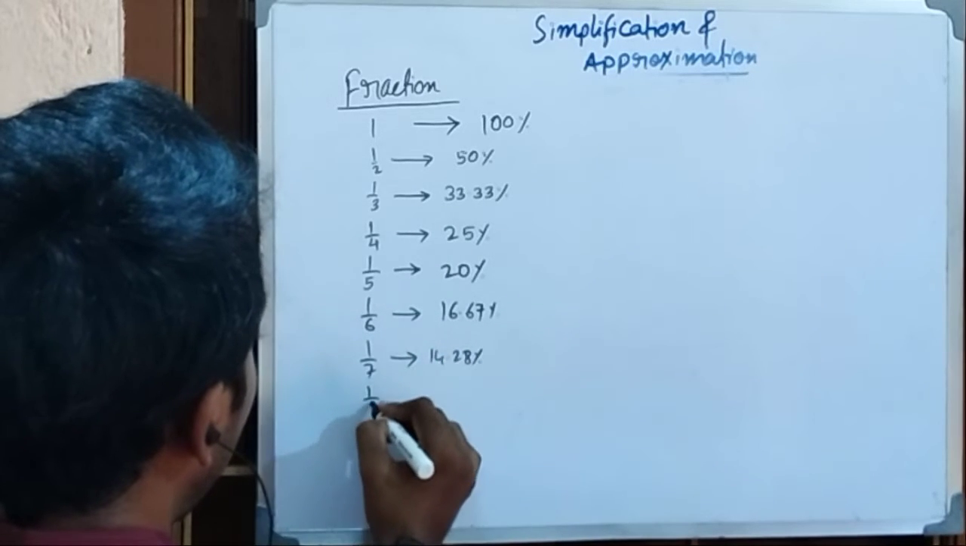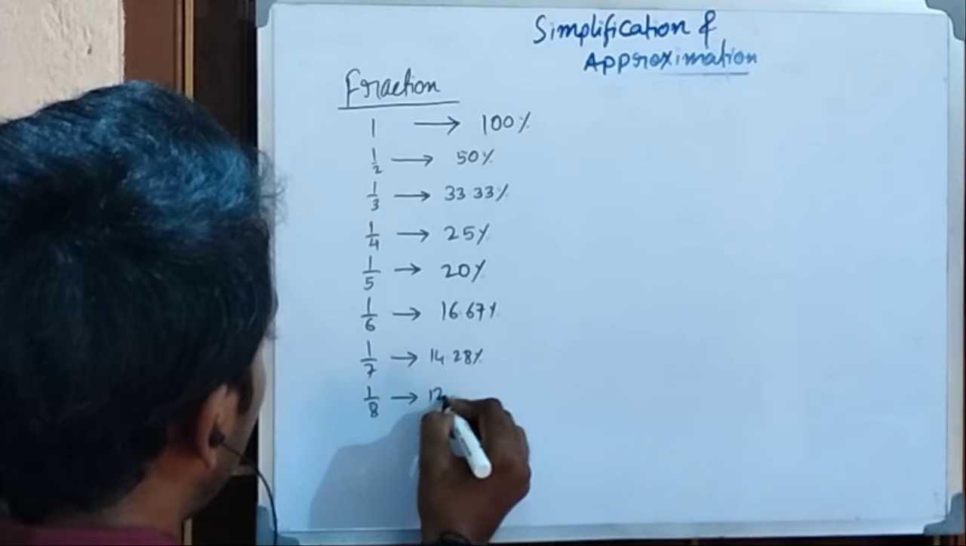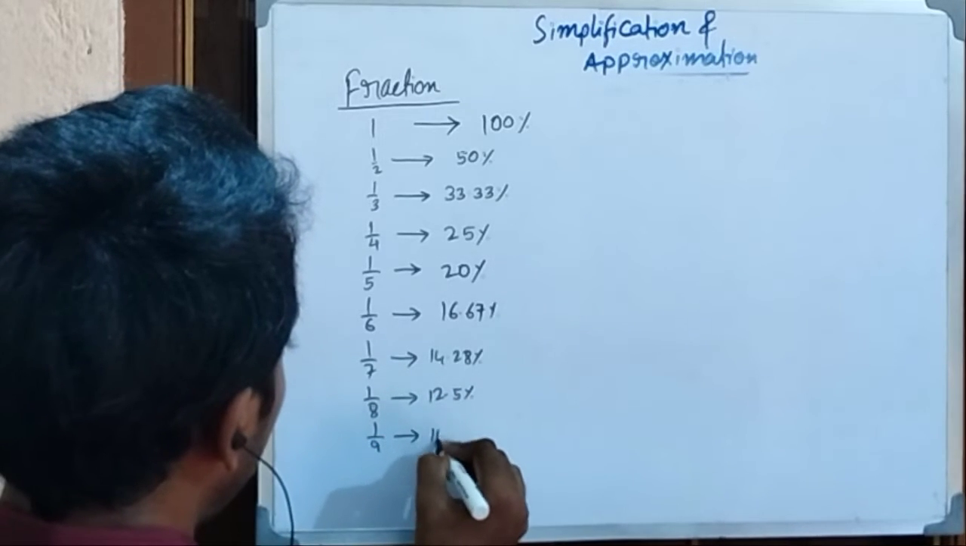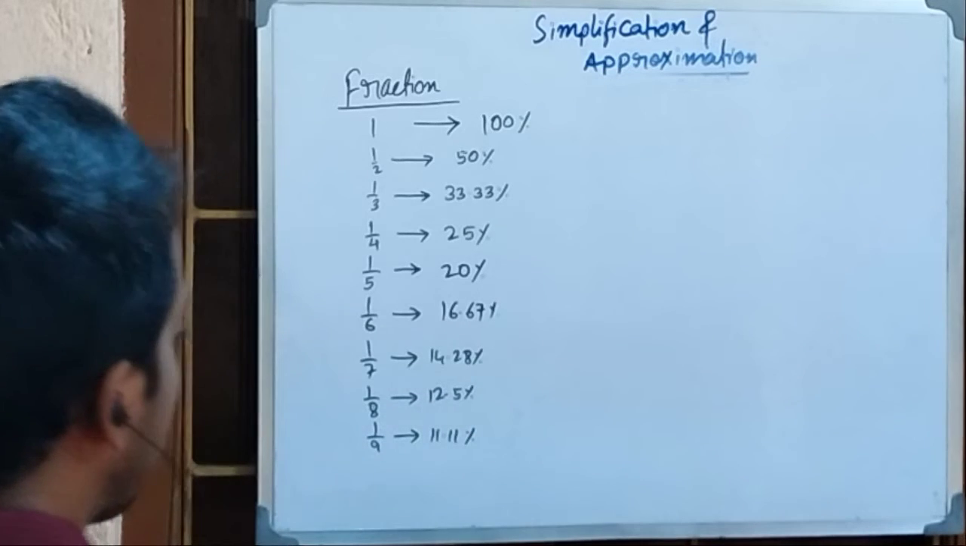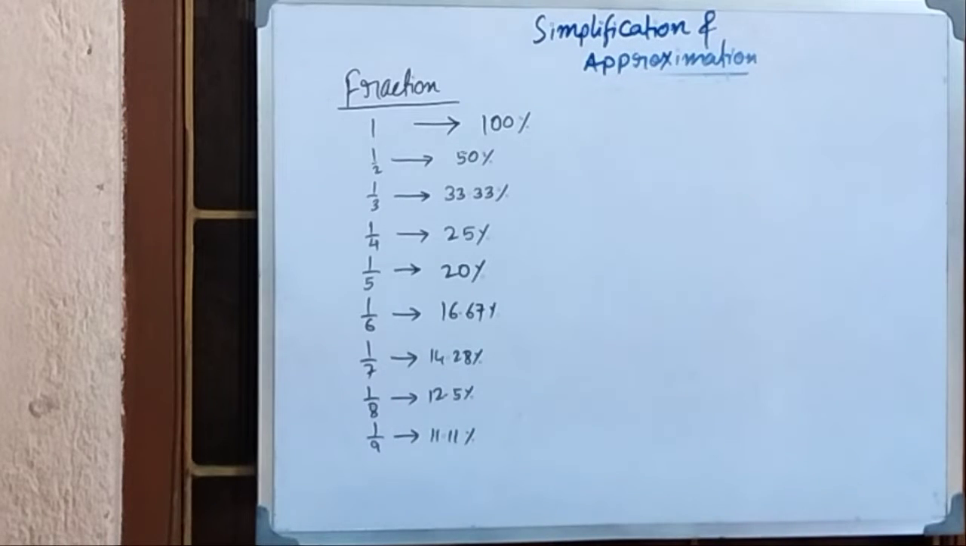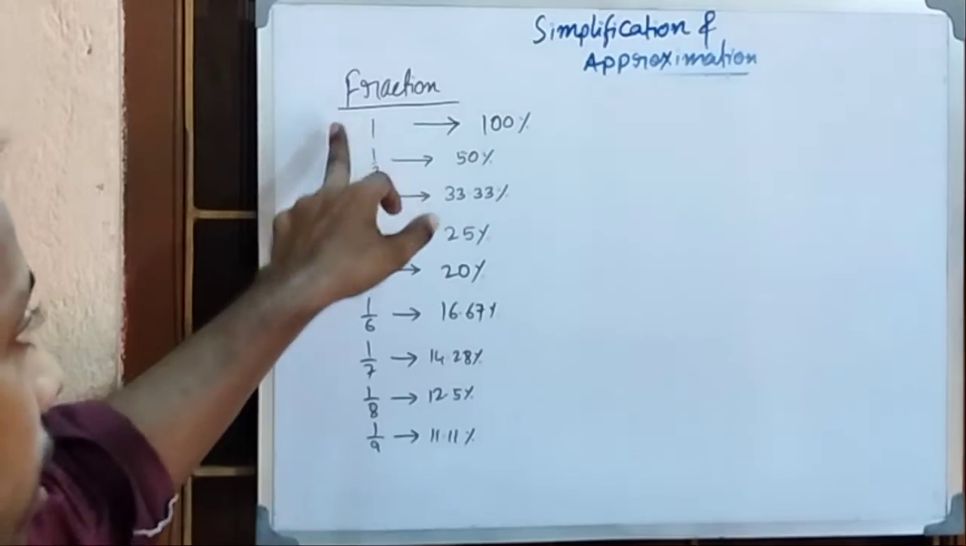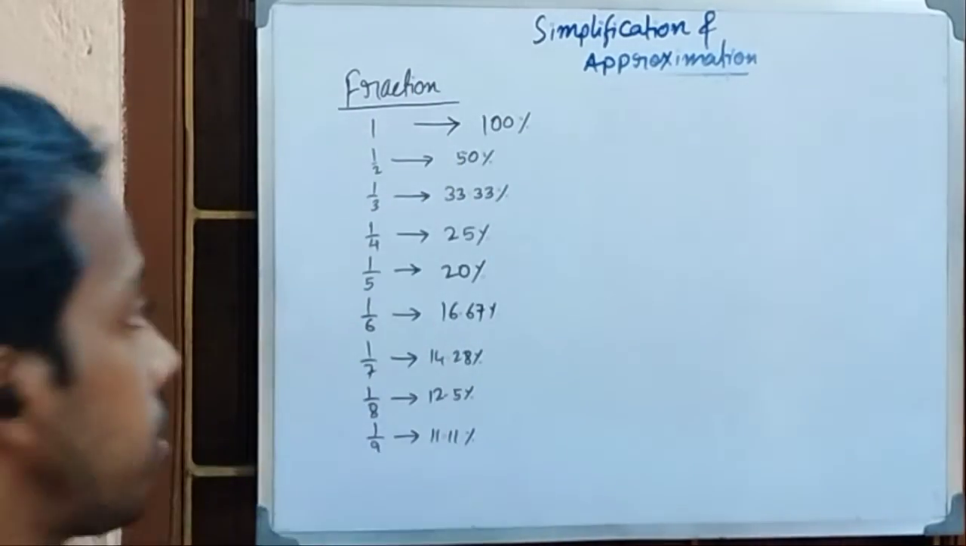14.28%. 1 by 8, 12.5%. 1 by 9, 11.11%. And 1 by 10 is 10%. That's very easy. Like 1 is 100%, and we are taking the fractional value. So 1 is the biggest number here, right? So 1 seems 100%, the same percent value.